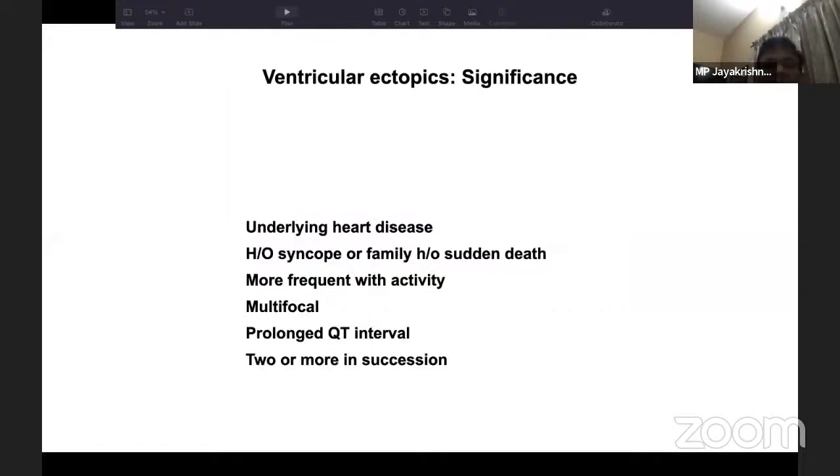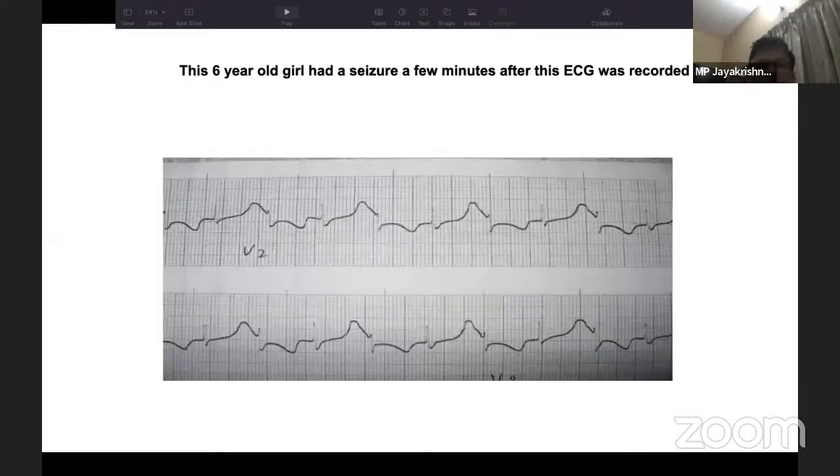So significance is when there is an underlying heart disease. If the child is symptomatic with syncope, we discussed about the long QT syndrome, if family history of sudden death is there. And if it becomes more frequent with activity, if it is multifocal, means different morphology in the same lead. If there are associated problems like long QT interval, if two or more in succession, then that is a dangerous thing.